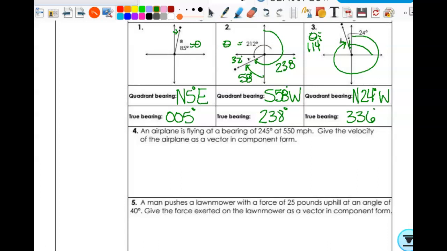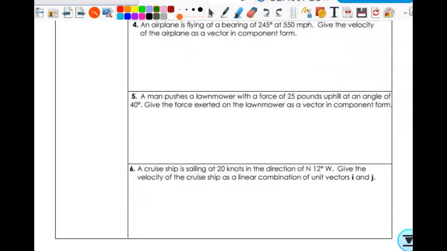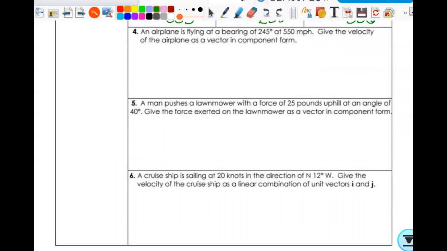We good? All right, so still dealing with vectors, still doing the same kind of work we've been doing. Our magnitude, which could be length, it could also be speed, which we're going to have magnitude of speed. Could be a force. I mean, it could be a lot of different things. So on number 4, we have an airplane flying at a bearing of 245. So let's deal with the bearing first.